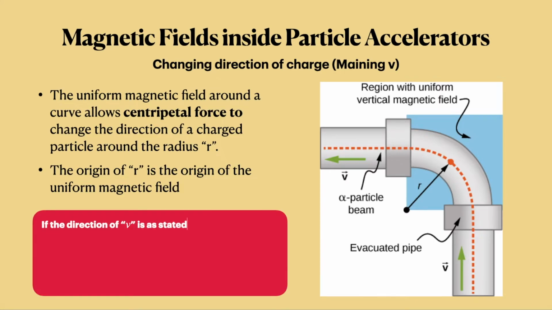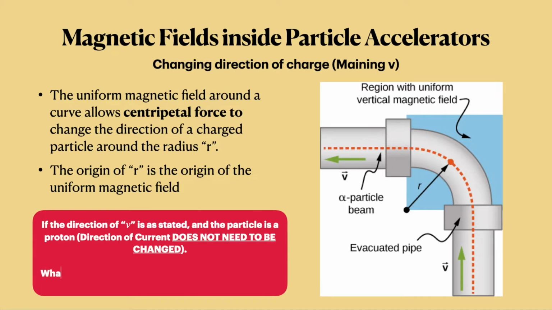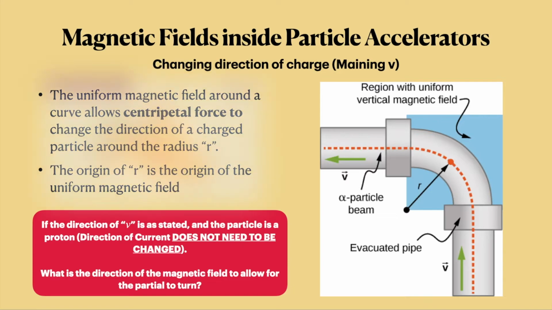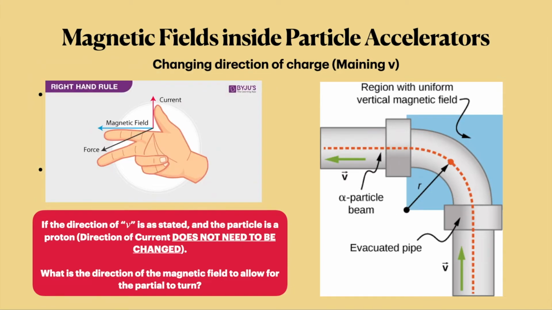And in this case, I have a short question for you just to test your understanding. The direction is v, as stated, and the particle is a proton. So the direction of v is the direction which the particle is going. Also, instead of an alpha particle, let's just assume it's a proton because that would be easier to model. The direction of current does not need to be changed because it's a proton. It follows conventional current. I want you to see what's the direction of the magnetic field to allow for this particle to turn. I'm pretty sure you'll need a little bit of this. So pause the video here if you want to try, but let's move on to the actual analysis.